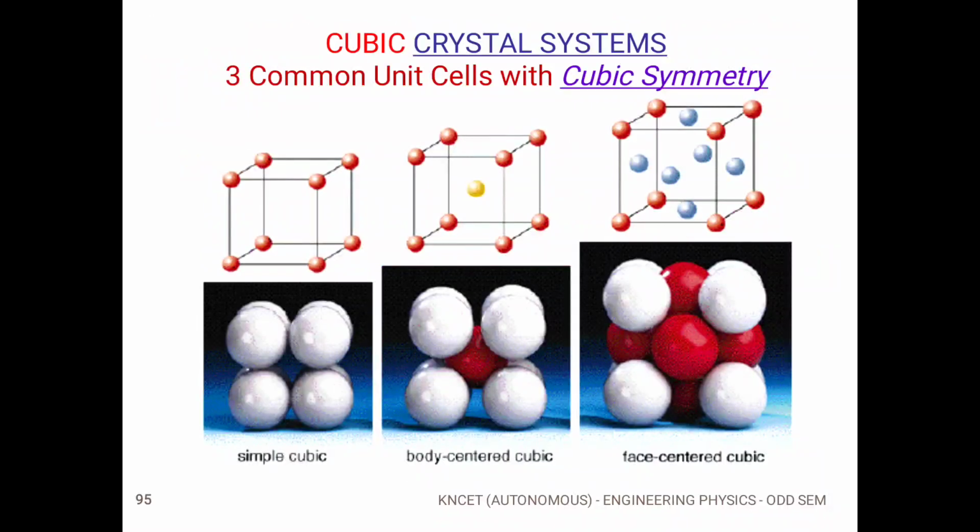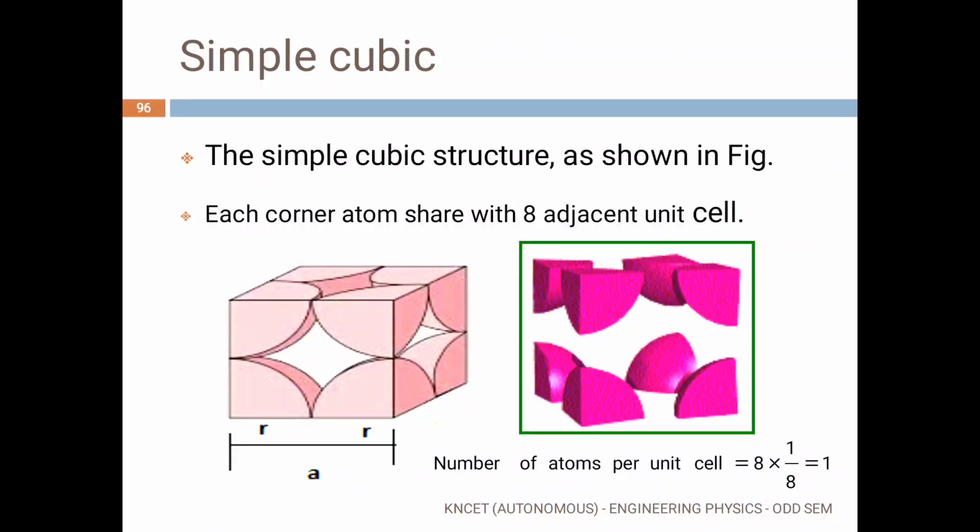Now we are going to discuss one structure, the simple cubic structure. Coming to the simple cubic structure, it has 8 corner atoms. First we have to find out the number of atoms per unit cell. For that we have to know how many corner atoms are present and each corner atom is shared by how many adjacent cells.